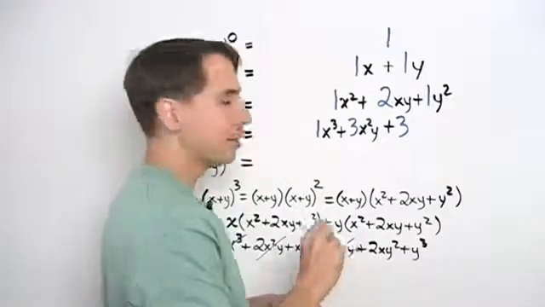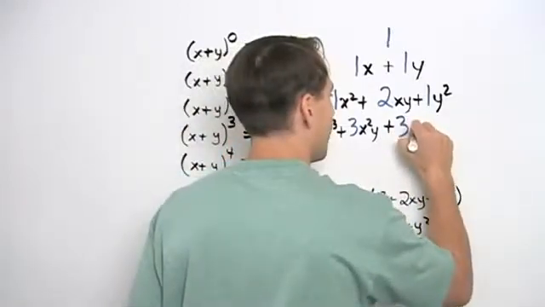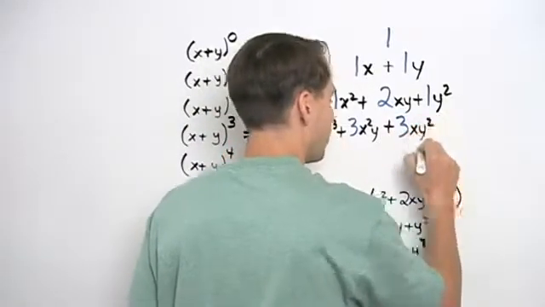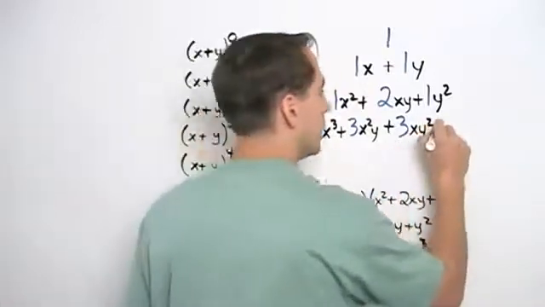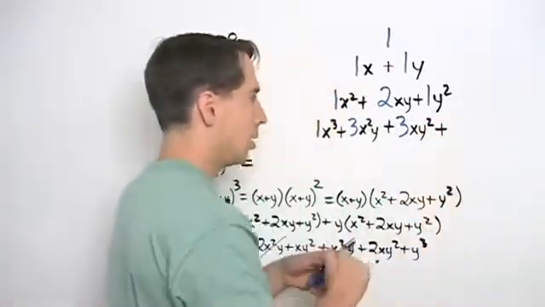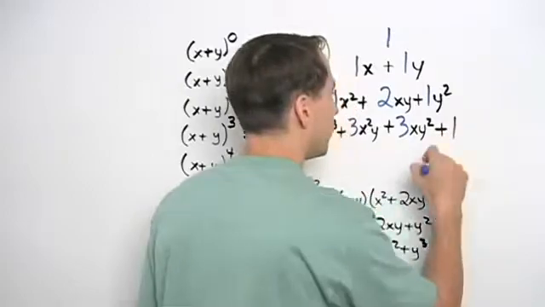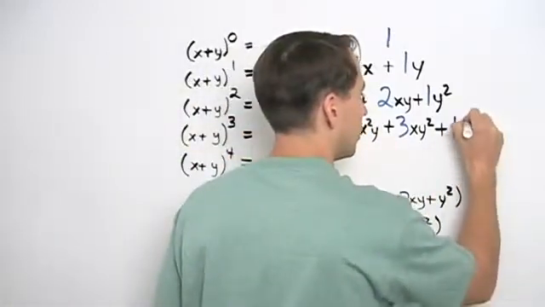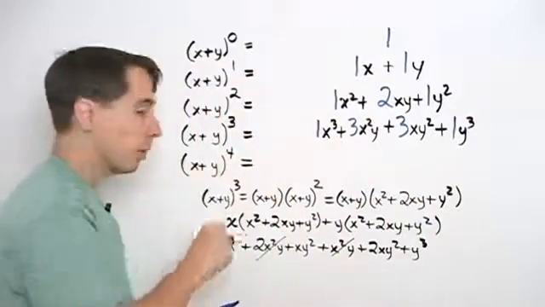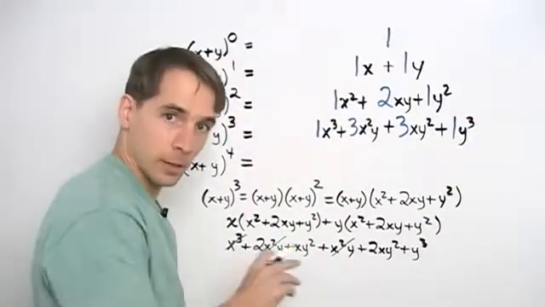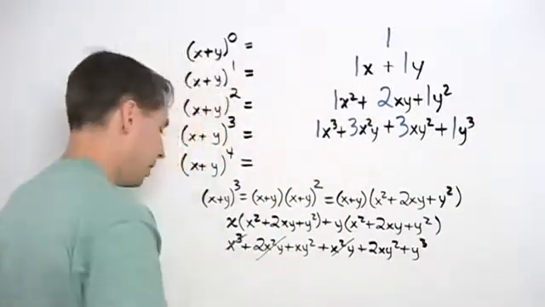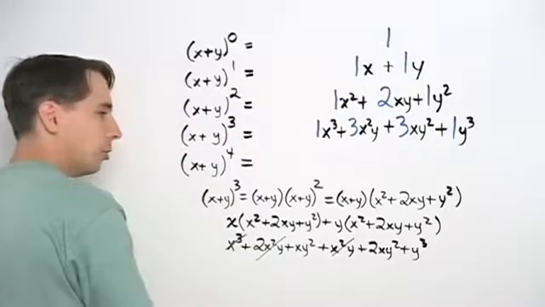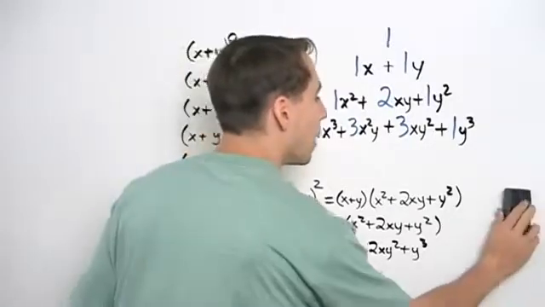Now you're starting to see the pattern? And then there's just the 1y cubed term out here. Recognize these numbers. Alright, take a guess. What's x plus y to the 4th? Write it down, and then we're going to multiply it out. And we will see how good your guessing powers are.